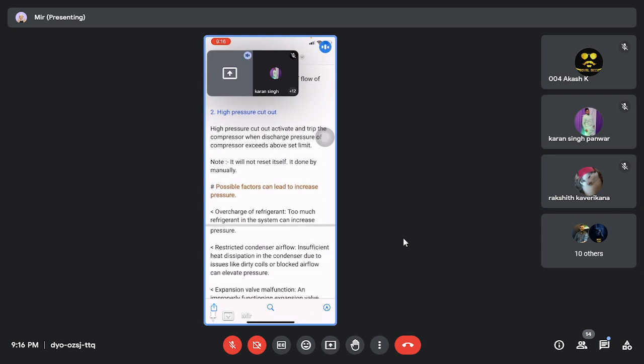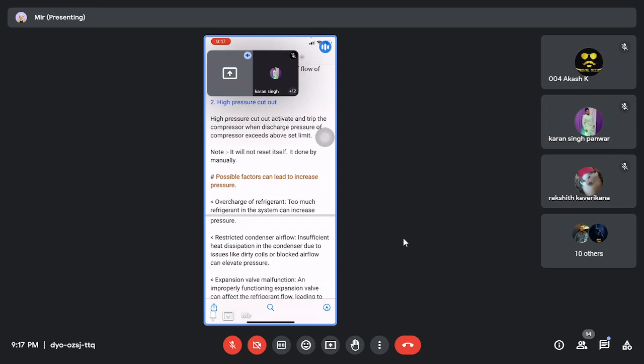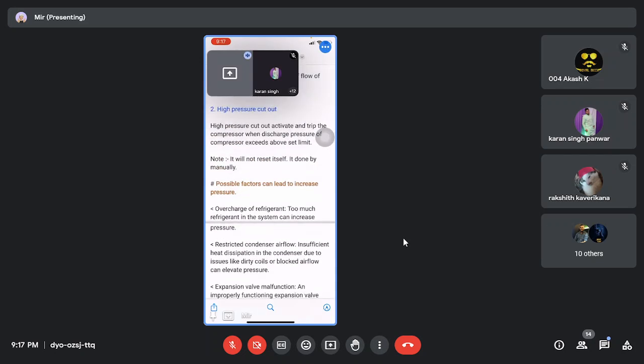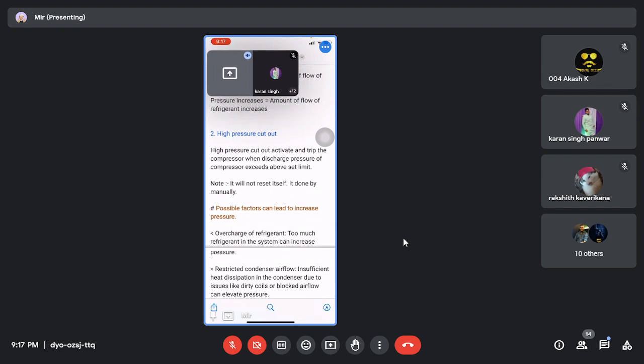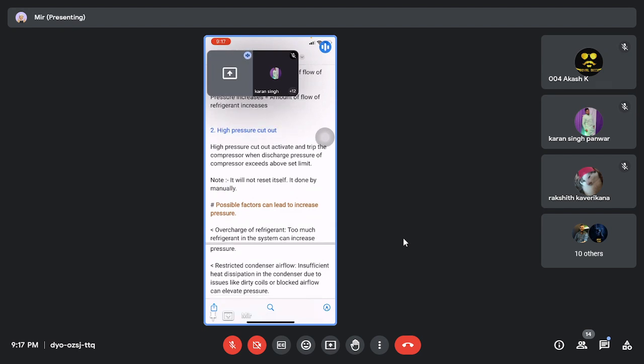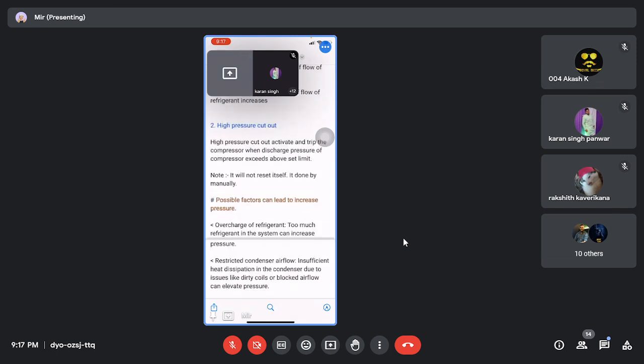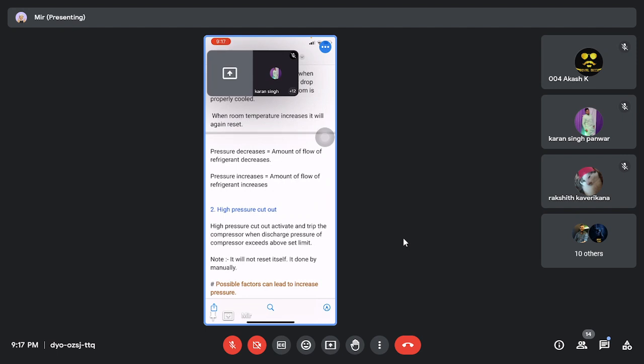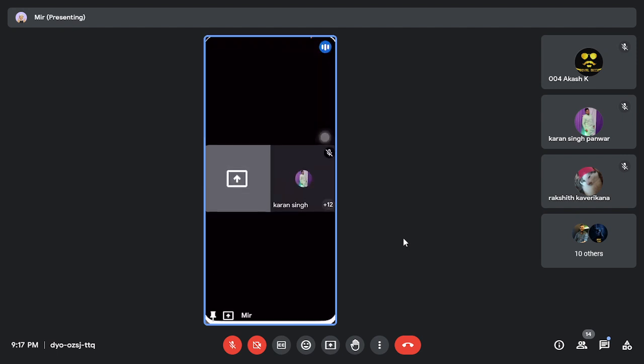So if the interviewer asks you what the reasons for high pressure cutout are, you can give one, two, three, four, five points. You can understand these points. It will help you to answer the question of why high pressure cutout happens. Do you have any question on this point, or shall we move to another point?